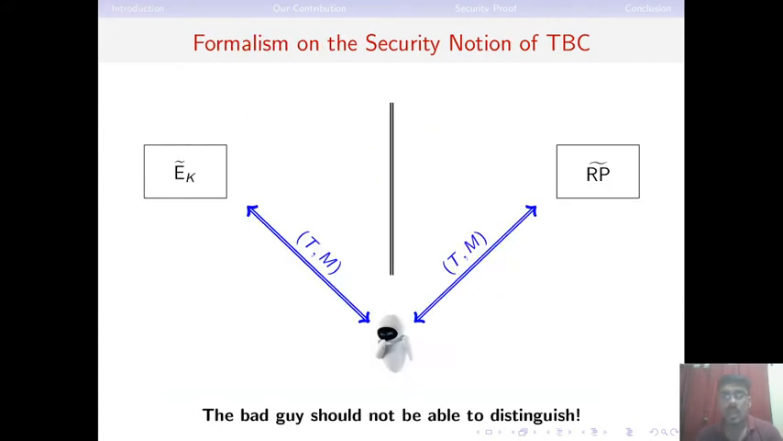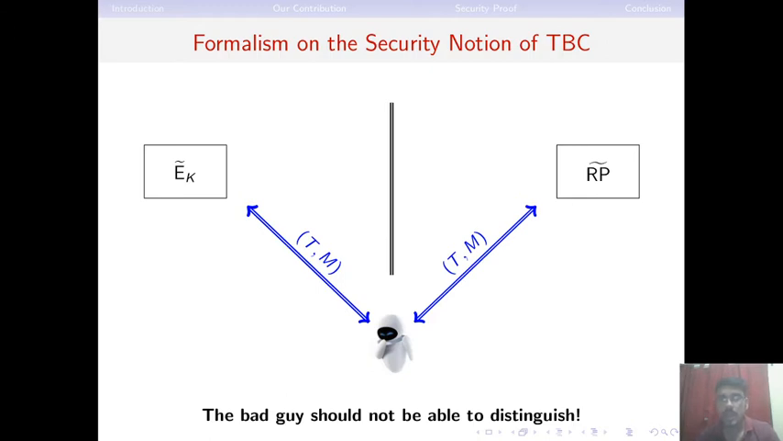In order to model the security notion of tweakable block cipher, we consider an adversary A that has access to some oracle. It has access to the tweakable block cipher in the real world and the tweakable random permutation in the ideal world. So the adversary is given access to either of these oracles. The adversary doesn't know which, and is only allowed to make queries to this oracle. The adversary makes a query with the tweak T and the message M, and it gets back some response.